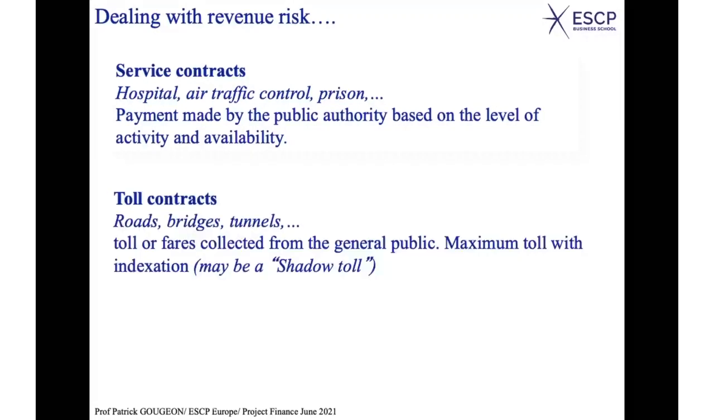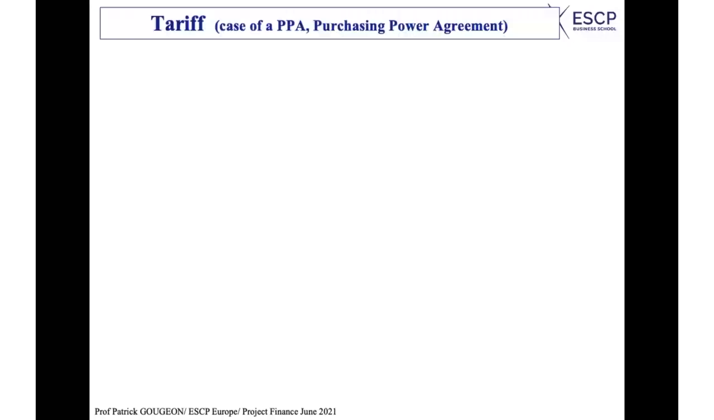So, this is a kind of complement to the former slides. Let's focus now, for you to have a better understanding of how it works, on the case of a PPA, which is a power purchase agreement, so that you have a clear understanding of how typically an offtake contract is built. The contract will stipulate actually two things.